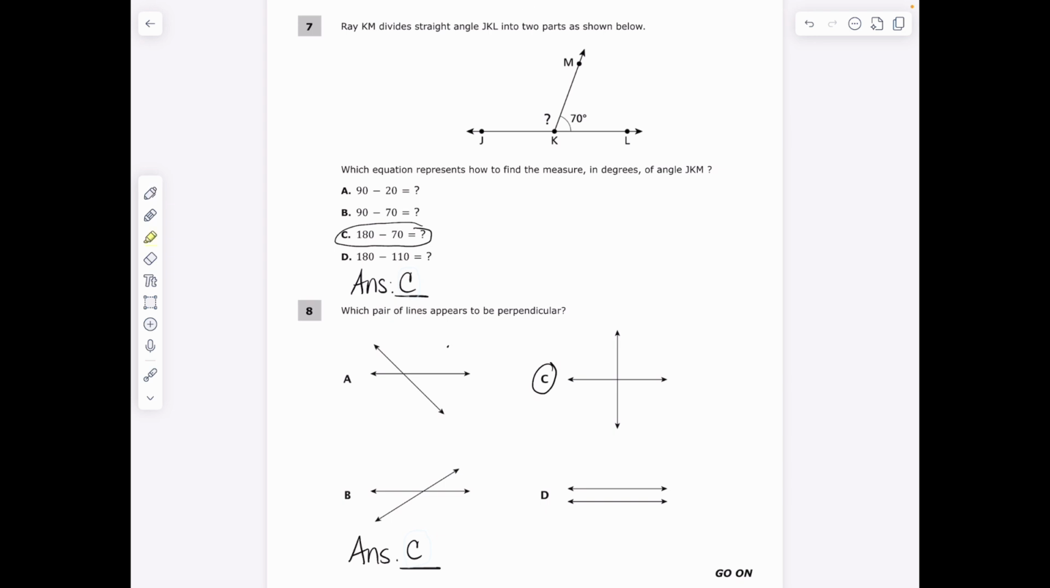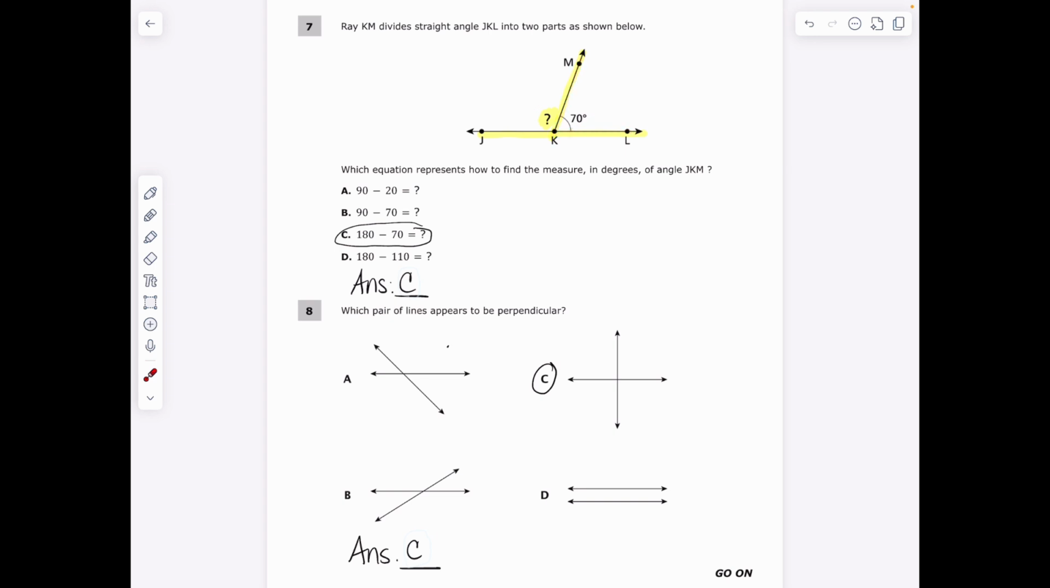So the first one, Ray has divided KM. Let me read that one more time. Ray KM divides straight angle JKL into 2 parts. Okay, so this right here gives us 2 angles now. Which equation best represents how to find the measure of angle, this one over here, which is JKM? So JKM. Obviously, we're looking for this angle because this one over here is given to us, which is angle MKL.